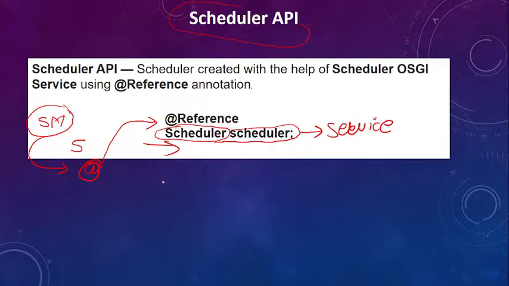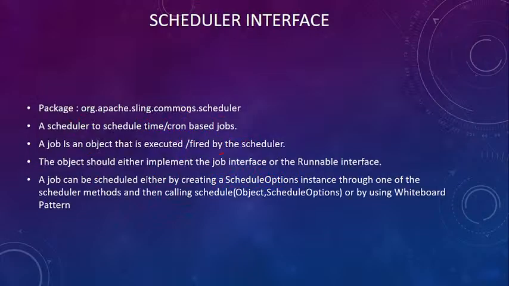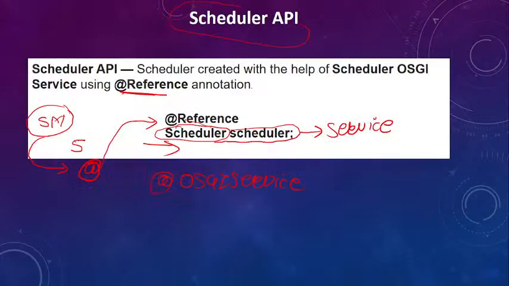But in a Sling model, if I want to call the service, then we have to use the OSGi service annotation. Got it? So your scheduler API is created using a scheduler interface. In this scheduler, we can get this scheduler by using this @Reference. Now we'll discuss this scheduler API or this scheduler service.